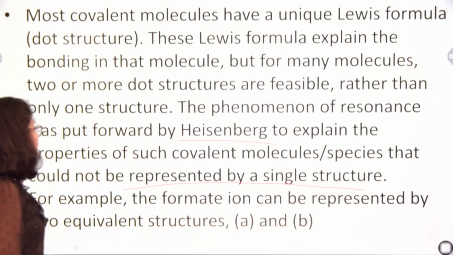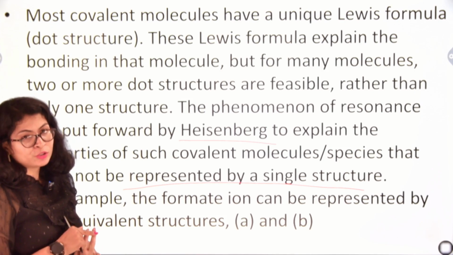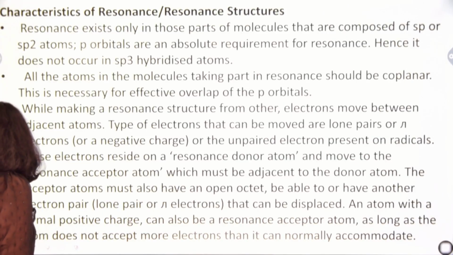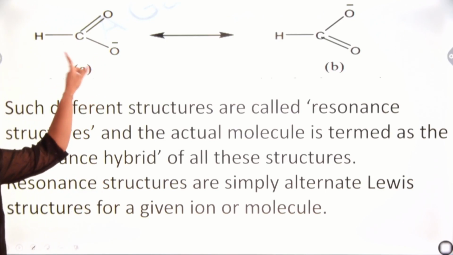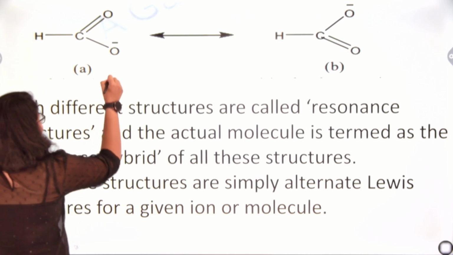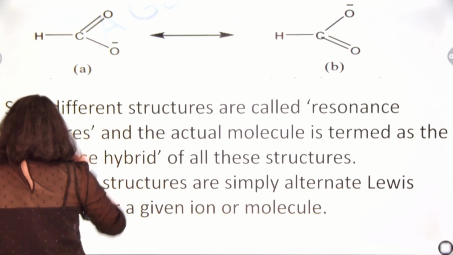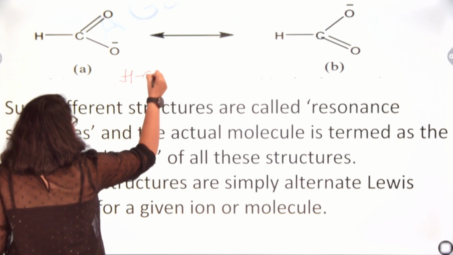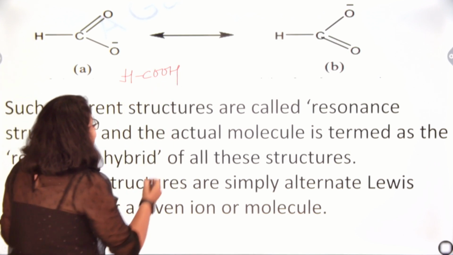For example, the formate ion can be represented by two equivalent structures. Okay, now if you see, this is the formate ion. How is it formed in the first place? We have formic acid, HCOOH. What is the structure of formic acid?